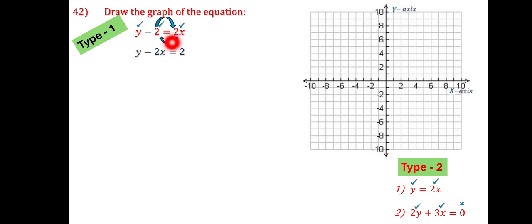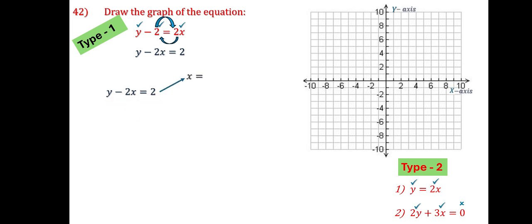See, y as it is. This is positive 2x; if I switch it here, it becomes negative 2x. This is negative 2; if I switch it to the right, it becomes positive 2. Now, from this equation, we have to find x and y.